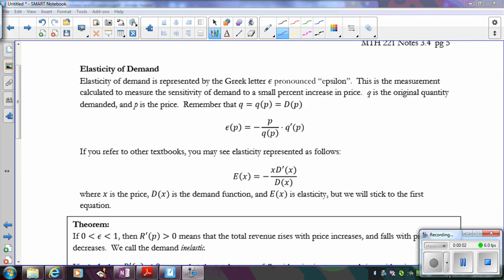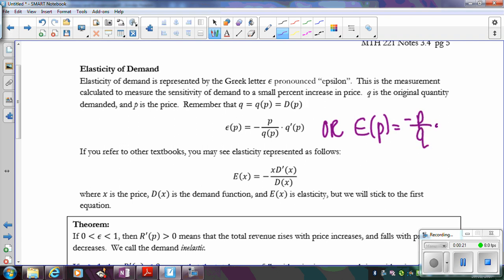In this video, we're going to continue working with section 3.4. If you recall, we talked about elasticity of demand, and we started with a couple of formulas. Just remember we wrote down this formula where epsilon of the price is equal to negative P over Q times the derivative of Q. And remember, Q represents the demand, and P represents the price.